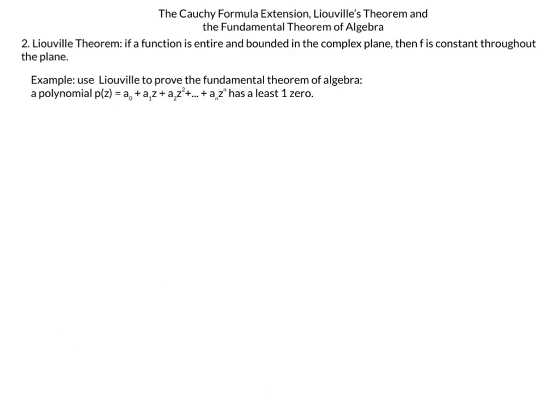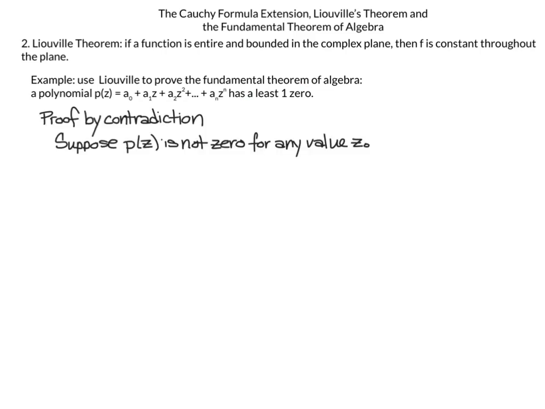I have moved Liouville's theorem up here for your reference, and we're going to use Liouville's theorem to prove the fundamental theorem of algebra, which says a polynomial p of z, which is equal to a naught plus a1 z plus a2 z squared plus up to a_n z^n, has at least one zero. And this proof we are going to do by contradiction. So we start with assuming that p of z is not 0 for any value of z.